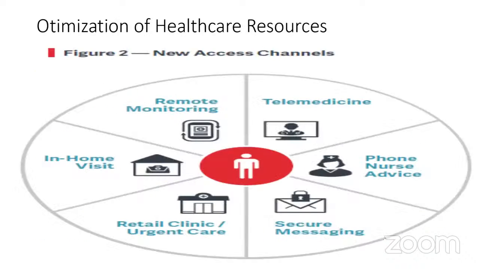And another important thing is now the access channel. For example, if a particular patient's condition is high risk, then through telemedicine, if he is remotely available, a telemedicine and phone nurse can advise, and they can actually monitor the status, secure messaging also, and home visits can also happen. Remote monitoring of the patient is also possible. So these are all becoming possible and feasible.